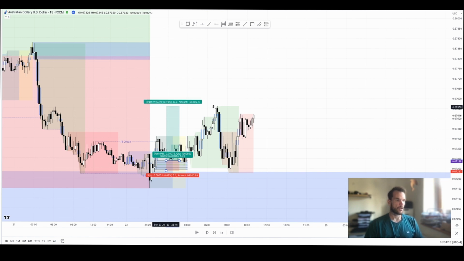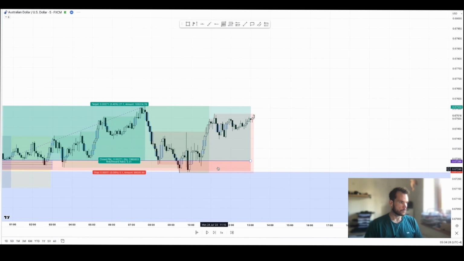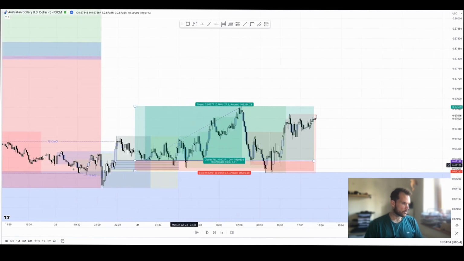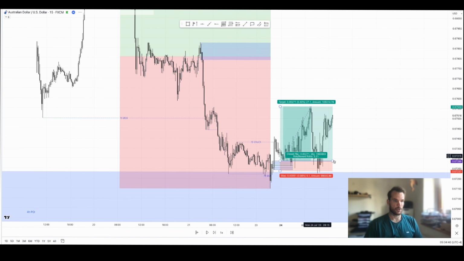Oof. It would have been quite a nice 5.31. What did we get? We did get swept here. That is annoying. Maybe I tried to sniper it too much. Could have gone this big area. I guess this is still valid. Anyway, we'll put that down as a loss, but a learning point.